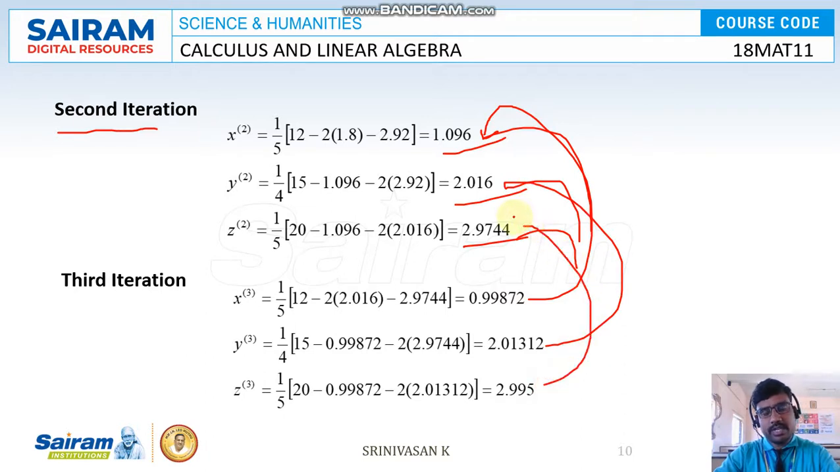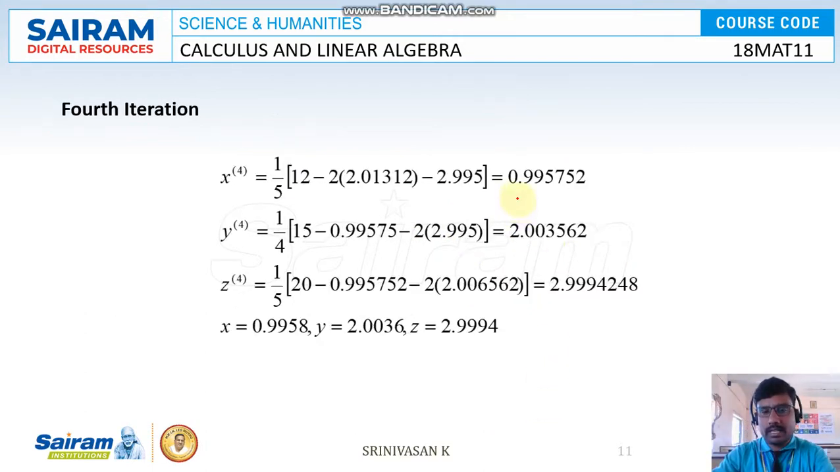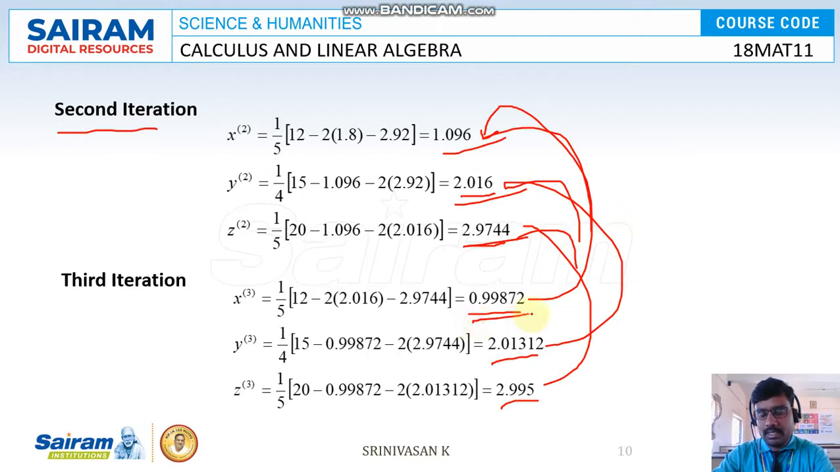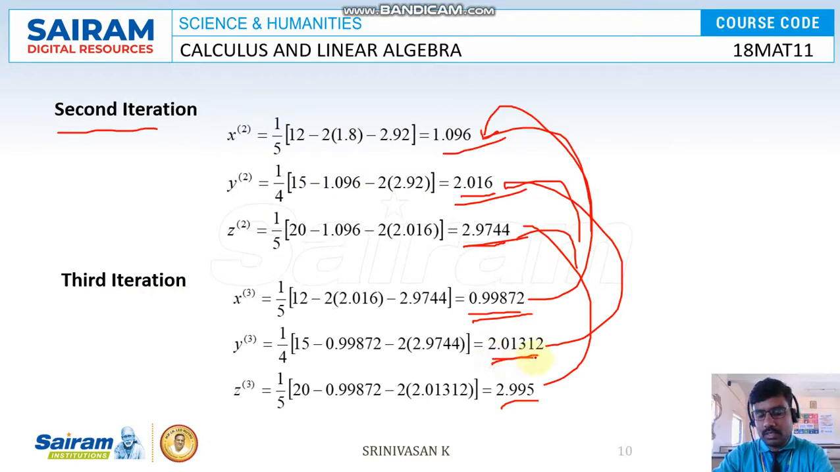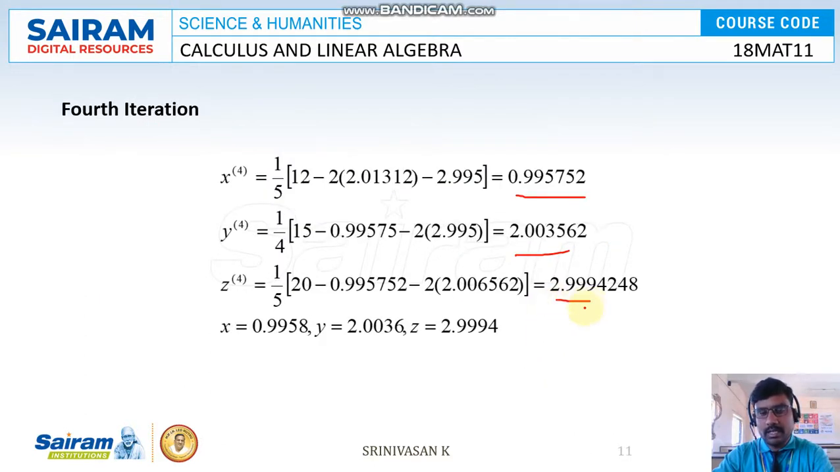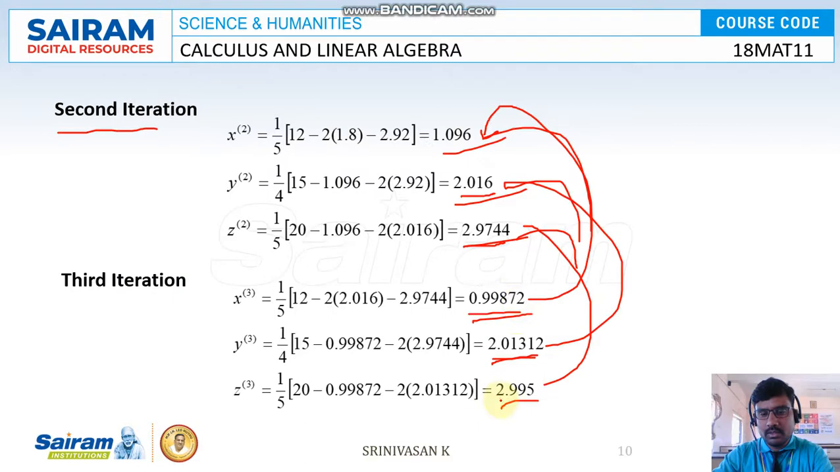So we have to take 4 iterations. You can consider 3 decimal places. So 1.096 here, the nearest value. Here 2.016, here 2.013, here 2.974, here 2.995. So we move to the next iteration. Here clearly we get 0.995, here 0.998, here 2.003, here 2.013, and here 2.99, and here 2.99.